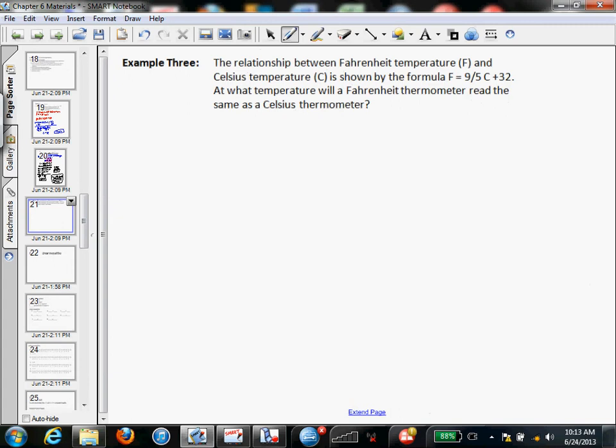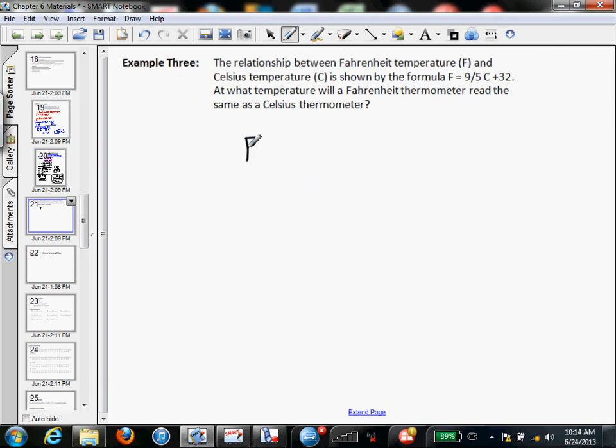And finally, if we look at example 3, this is actually a very good problem, and it makes you think. So it says the relationship between Fahrenheit temperature and Celsius temperature is shown by the formula F equals 9/5 C plus 32. At what temperature will a Fahrenheit thermometer read the same as a Celsius thermometer? Now, some physicists and mathematicians may be able to memorize that fact off the top of their heads, but for those that can't, there is this great method to do it.